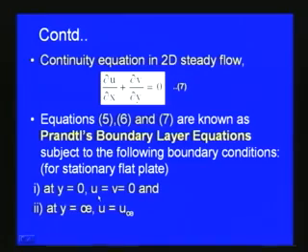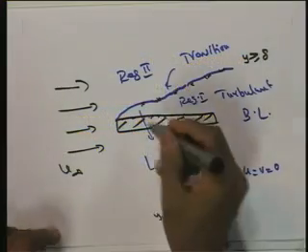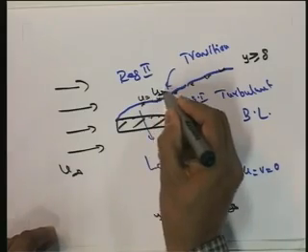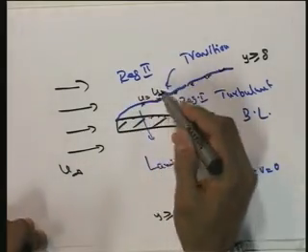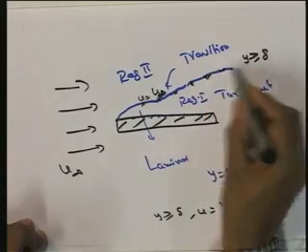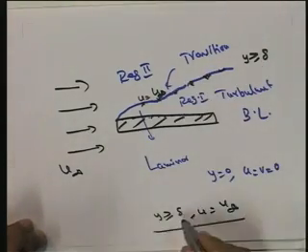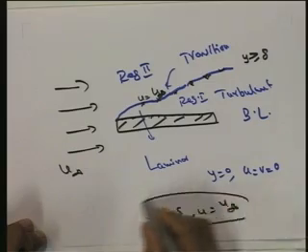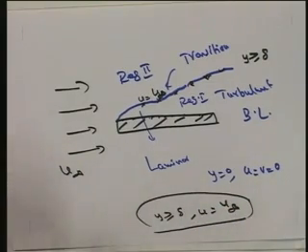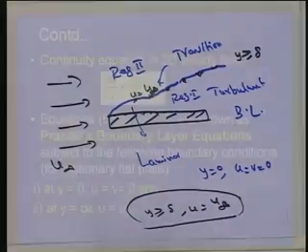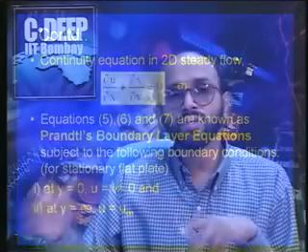As we have seen at this location here, u is equal to u infinity. Of course, outside the boundary layer it is the free stream velocity, but at this location also we can write, at y greater than or equal to delta, u is equal to u infinity. So, these are the boundary conditions as far as the Prandtl boundary layer equations are concerned. Equations 5, 6, 7 and the boundary conditions together we can use to solve boundary layer problems.